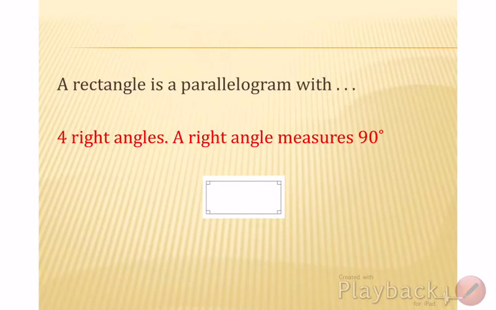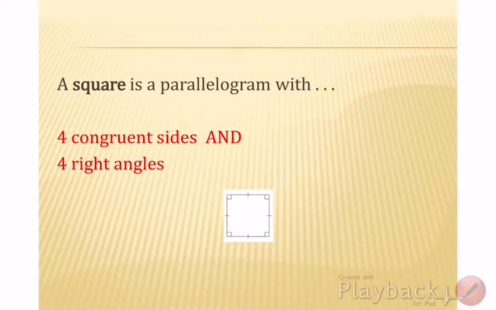A rectangle is a parallelogram with 4 right angles, and each right angle measures 90 degrees. Here, here, here, and here. You probably already knew that one. A square is a parallelogram with 4 congruent sides and 4 right angles. And by now you know how to read the tick marks and the angle symbols. These symbols are represented on this figure.